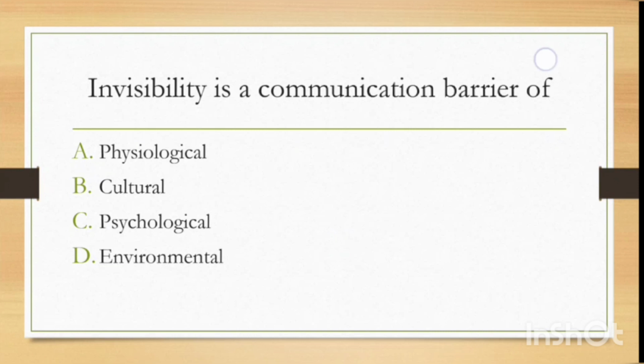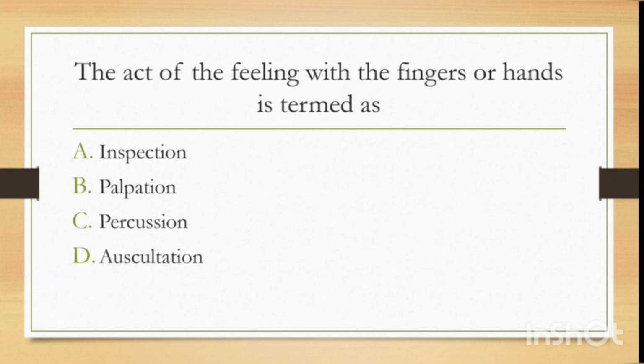Invisibility is the communication barrier of environment. So what is invisibility? Distorted messages, because the sender and the receiver cannot physically see each other. So the answer is environmental. The act of feeling with the finger or hand is termed palpation, like we are palpating the abdomen, and we are palpating the gravid abdomen for the assessment of the gestational weeks.